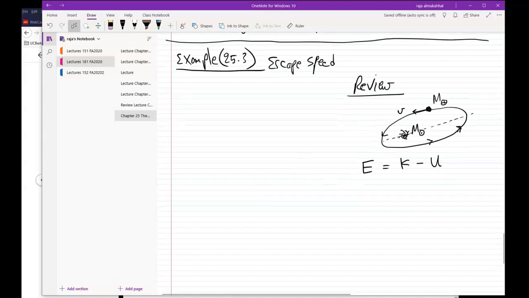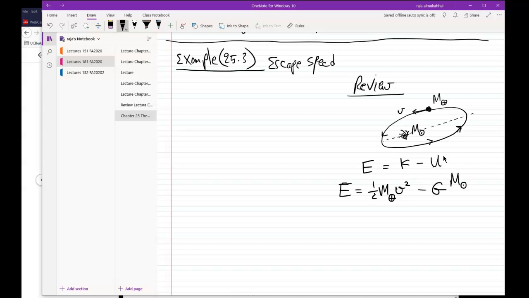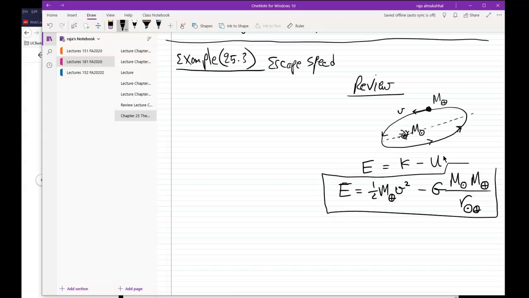A little more detail, it looks something like that. So E equals one half the mass of the Earth times v squared, the velocity squared at that instant, minus G times the mass of the Sun times the mass of the Earth, divided by their distance, Sun-Earth. That's basically the equation that describes the total energy of the Earth as it goes around the Sun. Okay? All right.